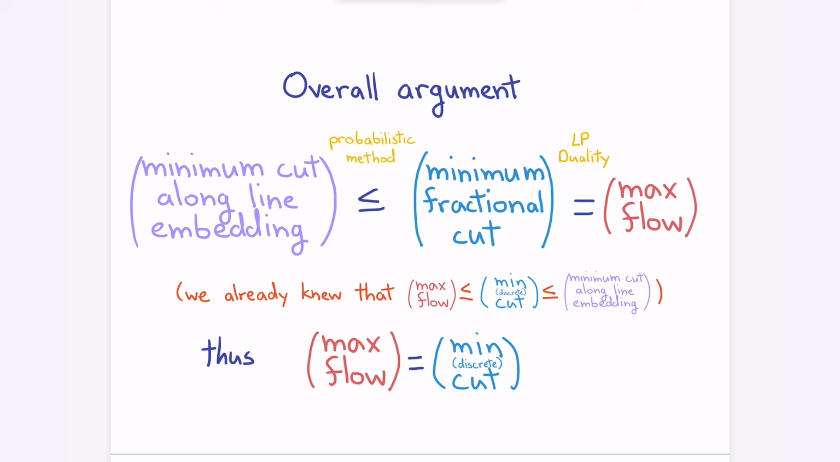Which one's faster? Well, this LP will work even with real capacities, and Ford Fulkerson will never terminate, right? So in some ways this will win, other ways it won't. By solving the LP, we get fractional values. Then how do we make it discrete?